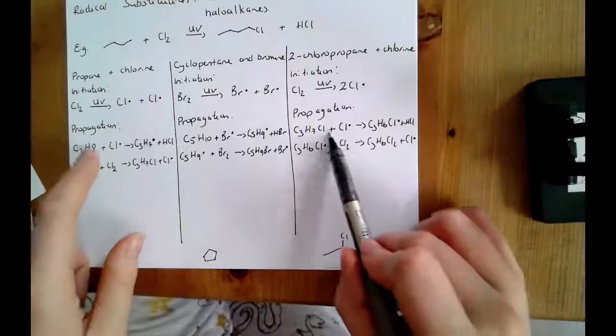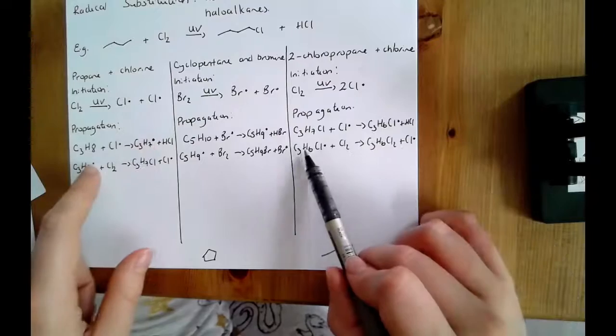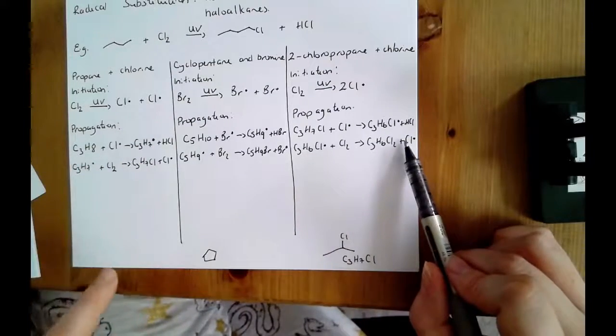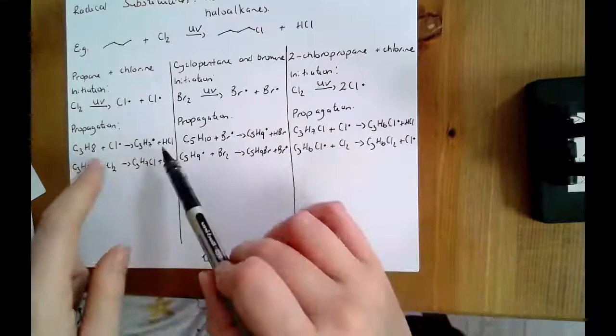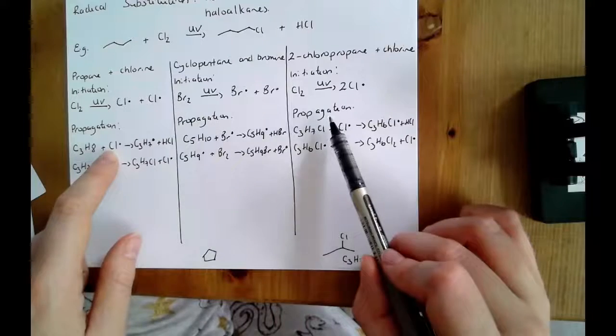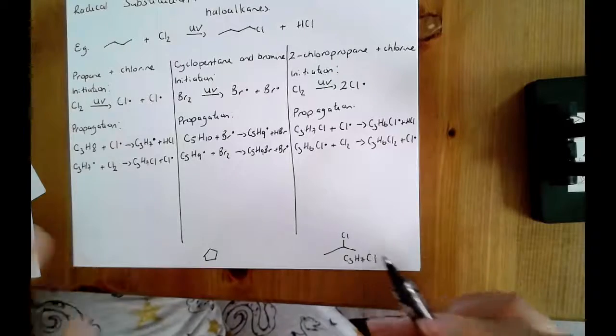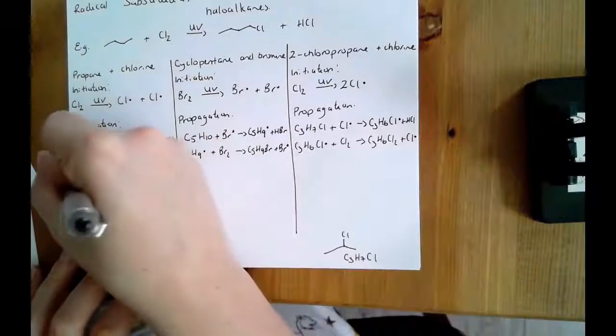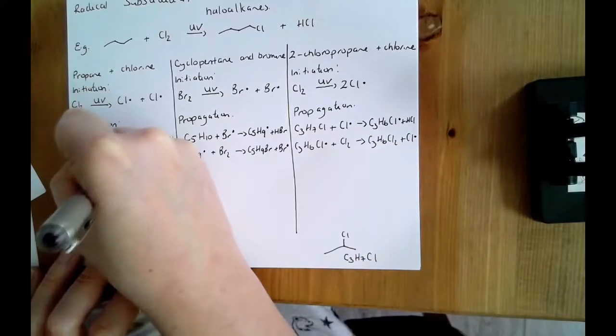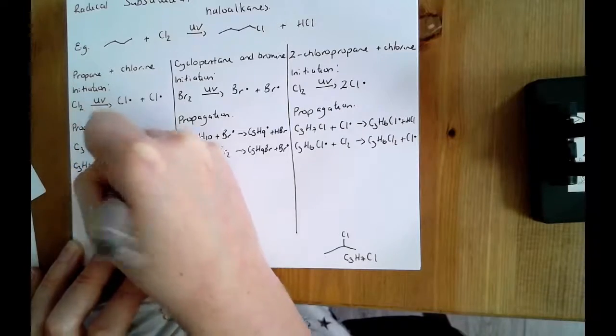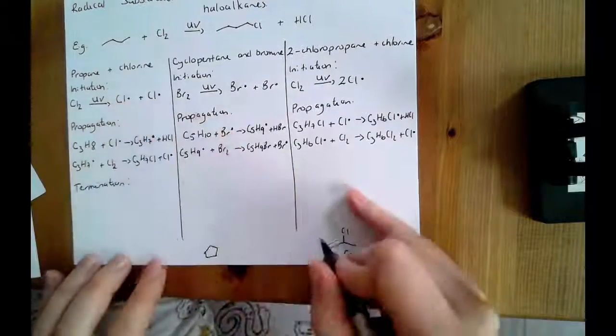For propagation, you start with a radical, you end with a radical. It's a chain reaction because the radical you started with, that halogen radical, is regenerated in the second step. So it's going to keep on going. So that's initiation, propagation. Then your last set of steps is called termination. This is about finishing the reaction.